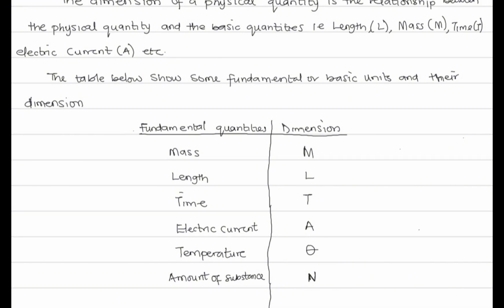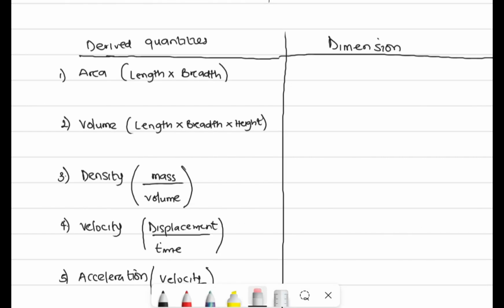Please don't confuse dimension with unit. The unit of mass is kg, not M. The unit of length is meter, not L. So dimension and units are two different things. Let's take some derived quantities now and get their dimensions.